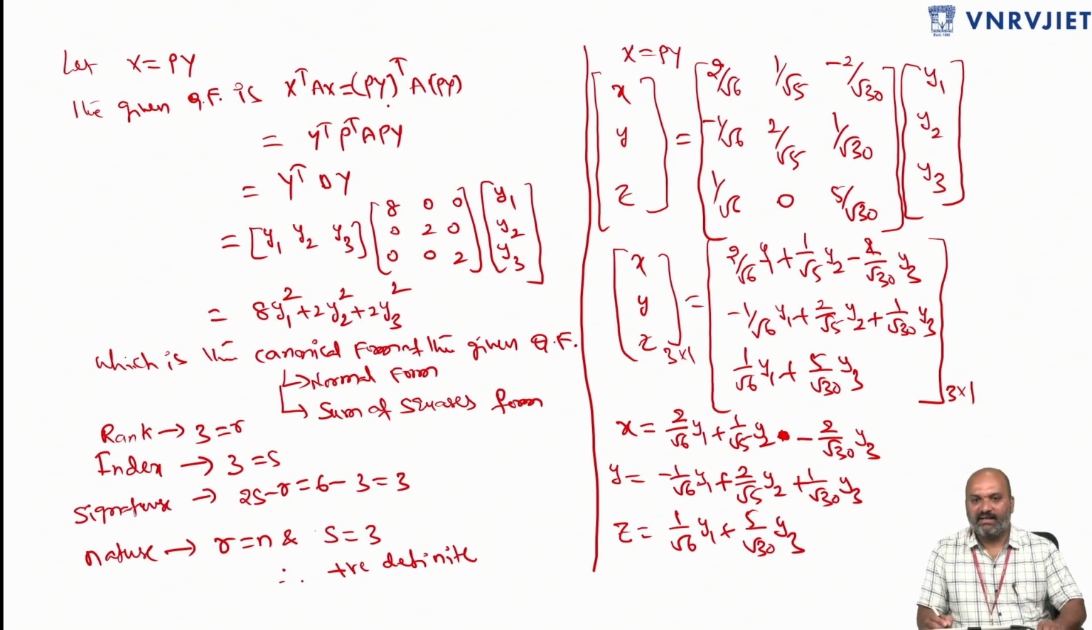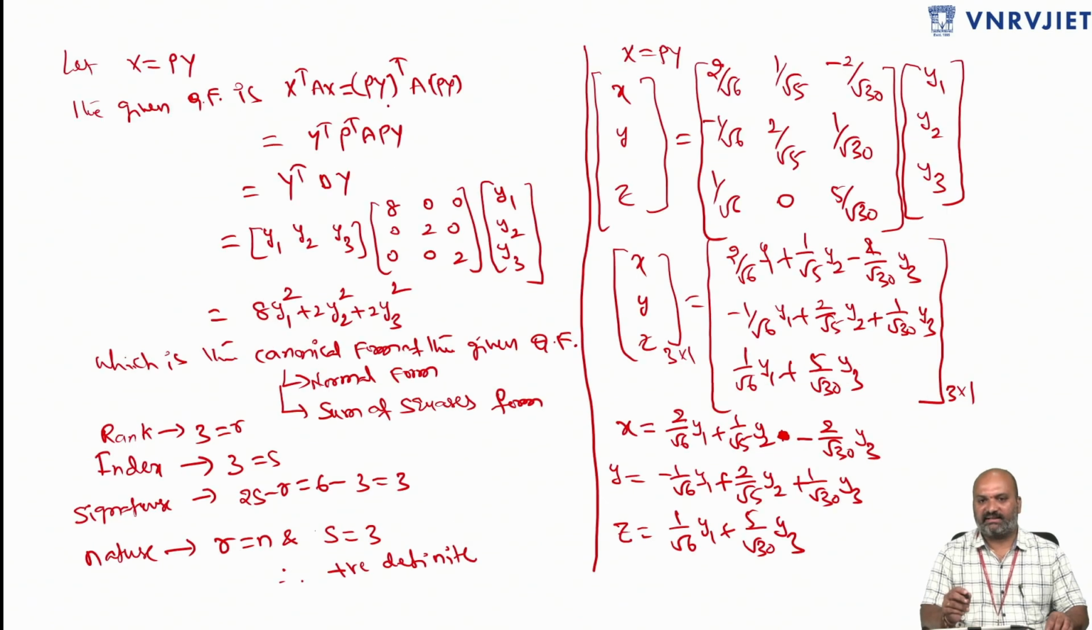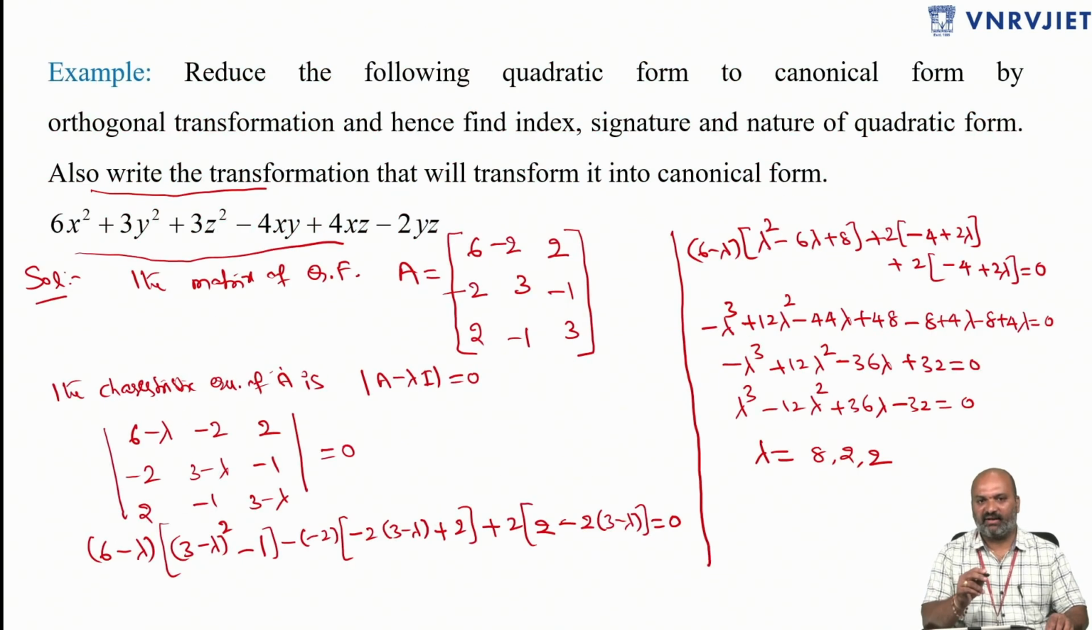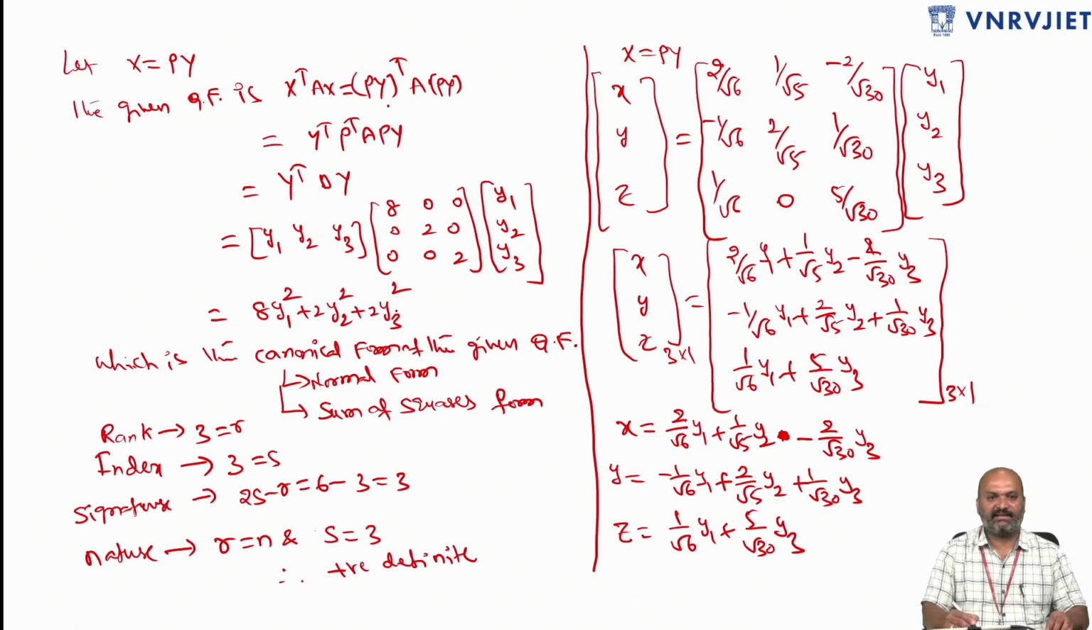The meaning of this is, what is the given quadratic form? XYZ. This is the given quadratic form. In this, if you put x equals 2 by root over 6 y1 plus 1 by root over 5 y2 minus 2 by root over 30 y3, and similarly y and z, this xyz, if you substitute in the given quadratic form and simplify, you are going to get this canonical form. Okay. So this is called the transformation which we used to reduce the given quadratic form to canonical form. Okay. So this is the reduction of quadratic form to canonical form. So this is the problem with the repeated eigenvalue.